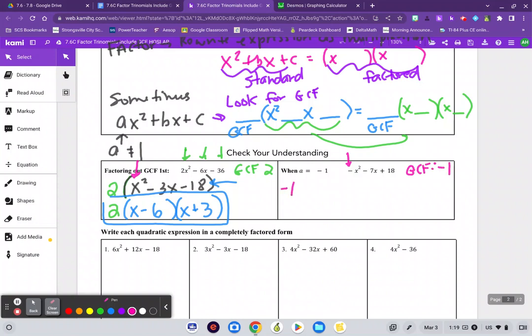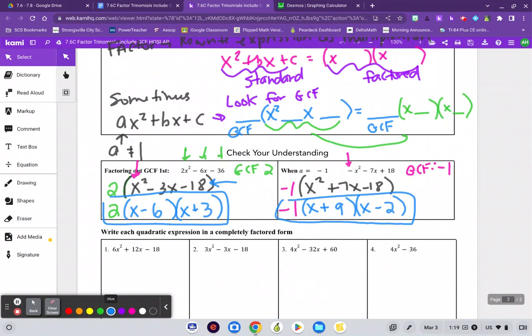And so I'm going to write negative 1. And then I'm going to write what's left over when I divide by negative 1. And I have a positive x squared, a plus 7x, and a minus 18. And so then I'm going to now go further, and I'm going to factor that expression down into 2 groups. X squared gets split into x and x. And I need factors of negative 18 that add to 9. And I believe this is going to be a plus 9, and then an x minus 2 is going to do the trick. And so this would be my completely factored answer. Okay, so your job is to try the remaining problems and let me know if you have questions.